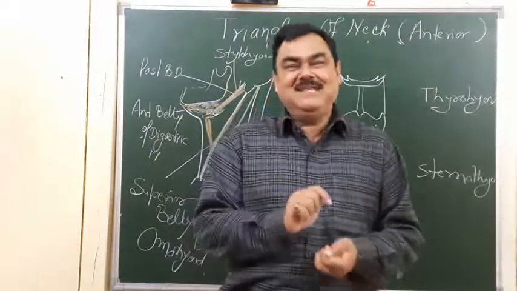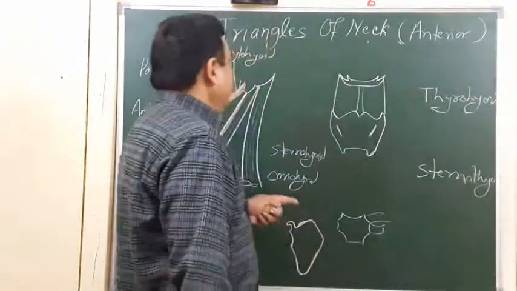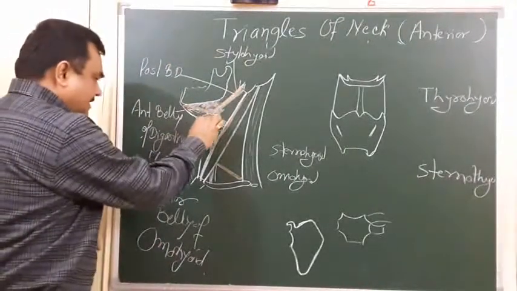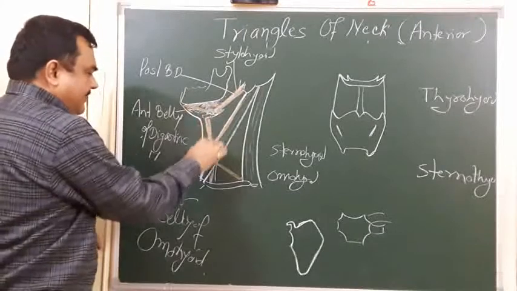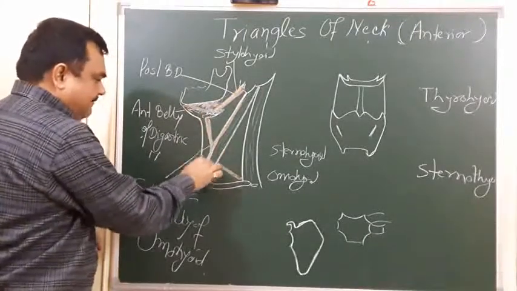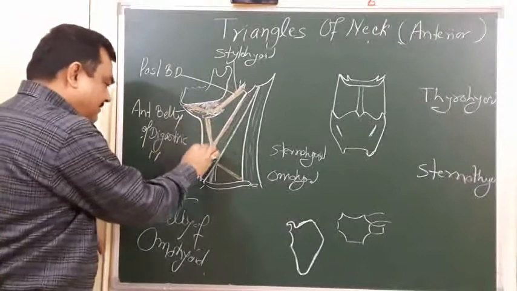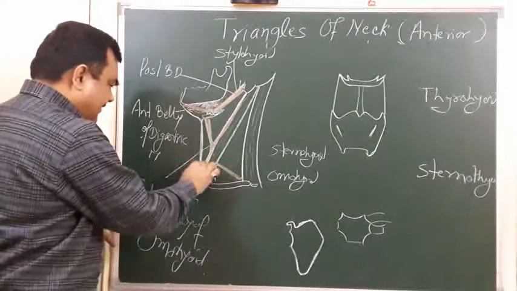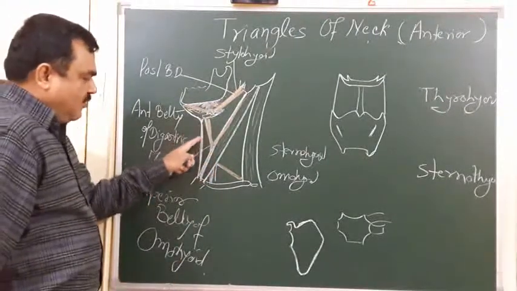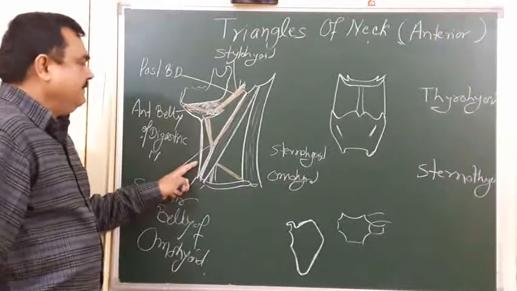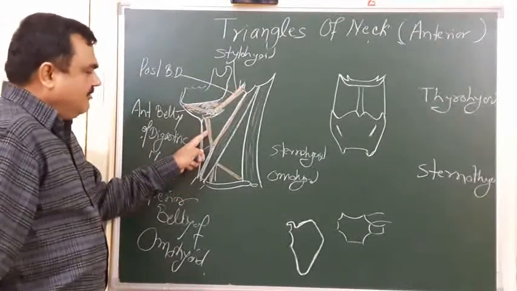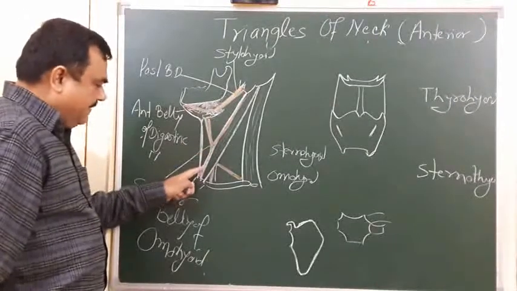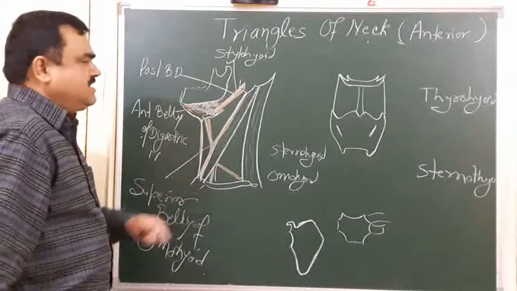Yes. Now we will discuss the muscular triangle. Here you have seen it in this diagram. This is the superior belly of omohyoid. This is the anterior border of the sternocleidomastoid, and this is the anterior median plane. So this triangle is the muscular triangle. Here the anterior boundary is formed by the anterior median plane. The posterior superior boundary is formed by this superior belly of omohyoid. The posterior inferior boundary is formed by the anterior border of the sternocleidomastoid.